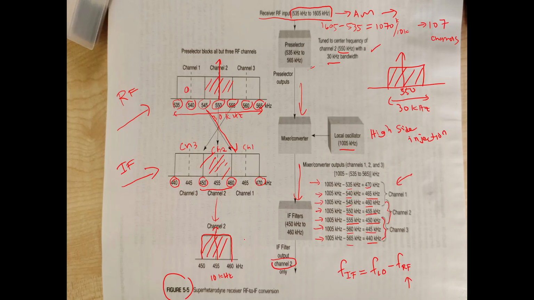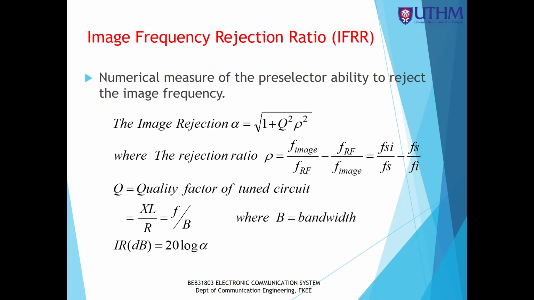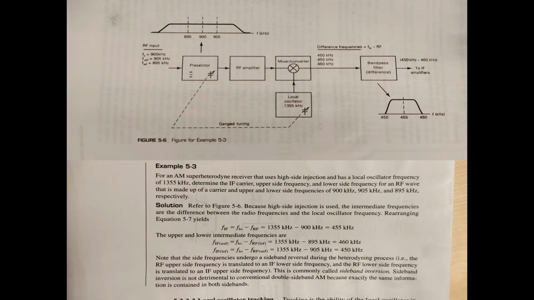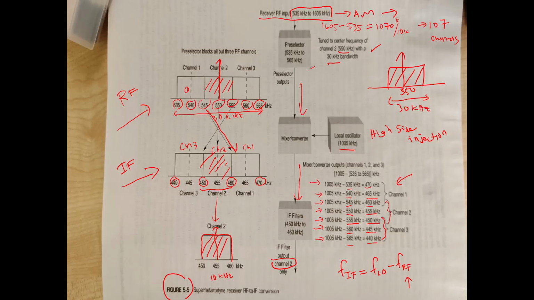This channel 2 will go through the IF amplifier, and it will amplify the amplitude so that we can do the next process. Then the amplified channel 2 will go through the detection section for the demodulation process to get the original output, which is at frequency FM.